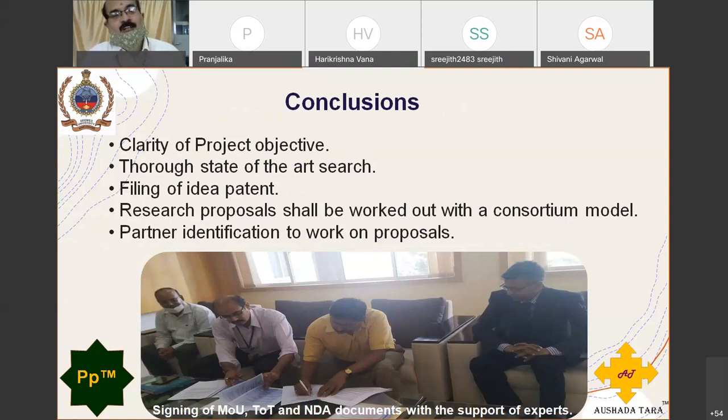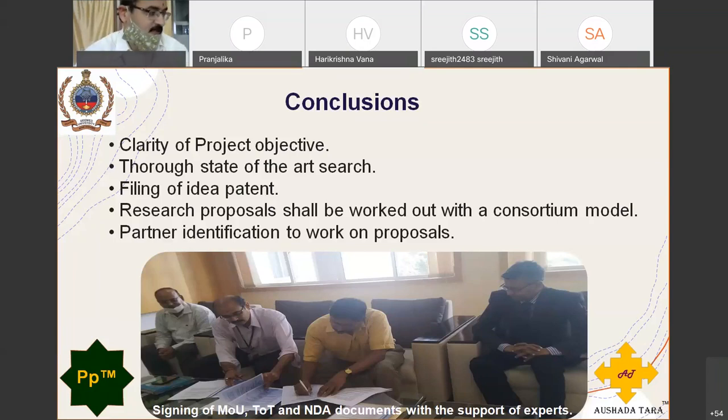So if you look, there was a nice clarity of project objective. Few of the audience would have felt, antibacterial fabric, what is this, it is already available. But it was 2012, 2013, and we took it very seriously. So the clarity of the project objective was taken very seriously, though it was very simple.